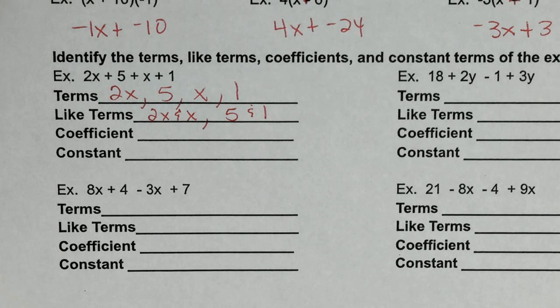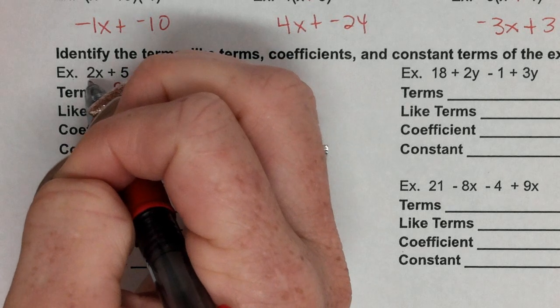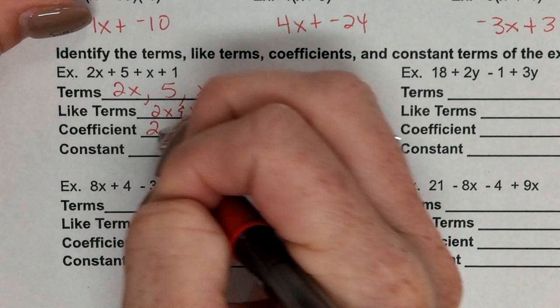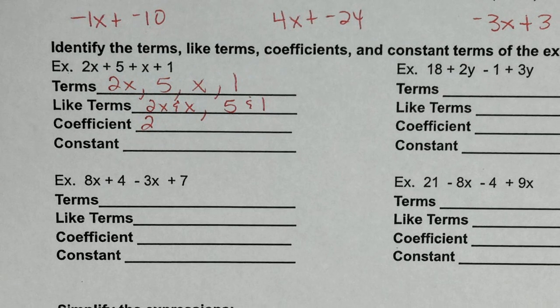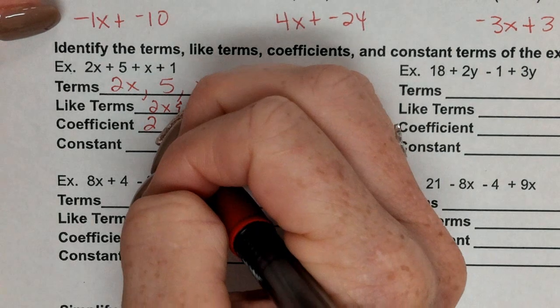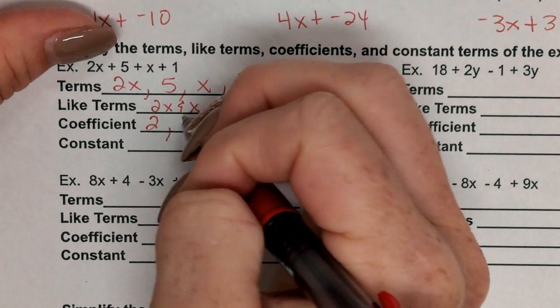A coefficient is the number attached to the variable. How many coefficients are there? There's two. This coefficient is what? 2. Do I write the x with it? No, that's not called a coefficient. That's called a term if I write the x with it. Comma. Does this have a coefficient? Yes. What is it? 1.